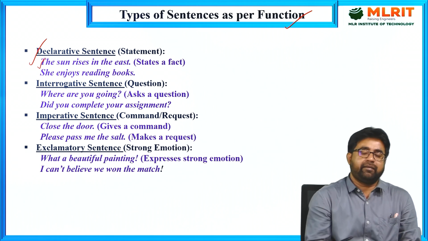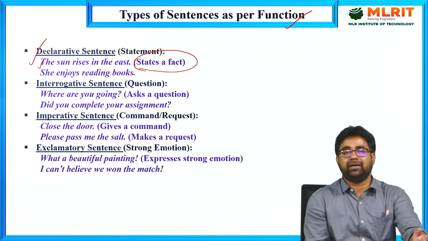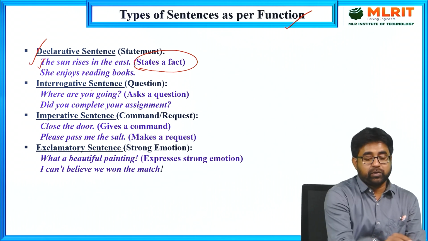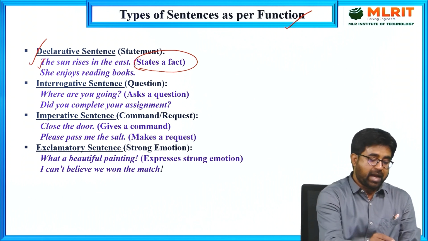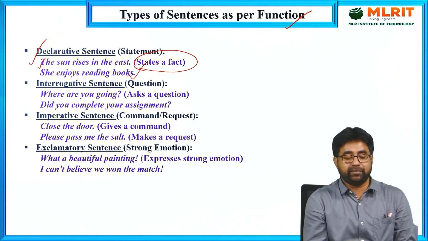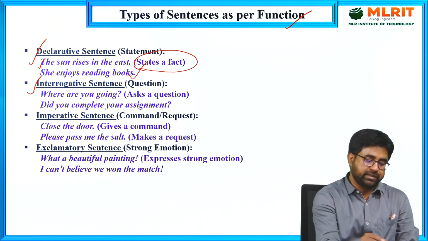The sun rises in the east. What I am doing here is simply stating a fact. This is called a declarative sentence. She enjoys reading books. Here also I am just simply stating a fact. So it is nothing but a declarative sentence. Similarly, there are interrogative sentences. What are interrogative sentences? You can see, question.